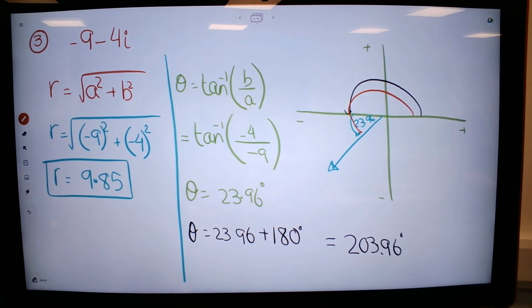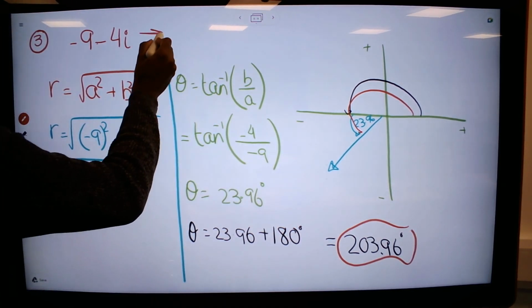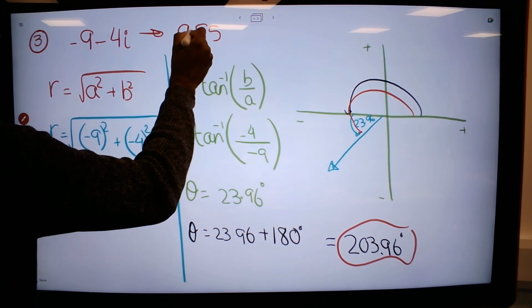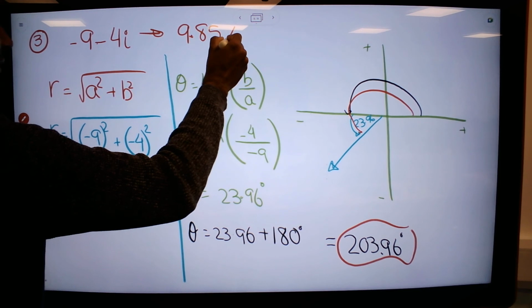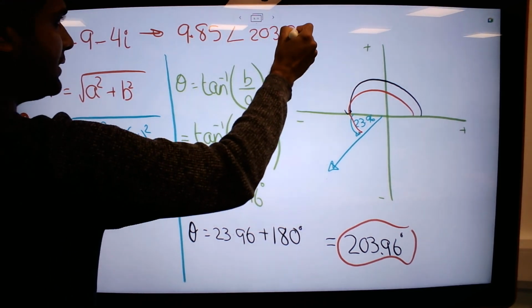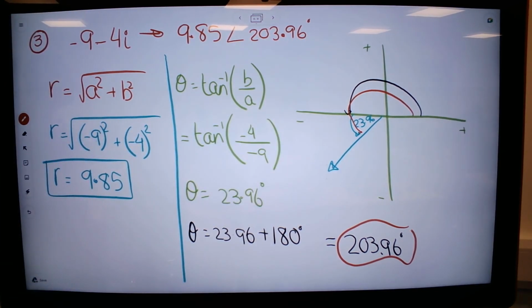That's the full angle. Okay, now we got that bit. So now that will be r, 9.85, angle 203.96 degrees. You can call it 204, yeah, if you want to. One decimal is good.